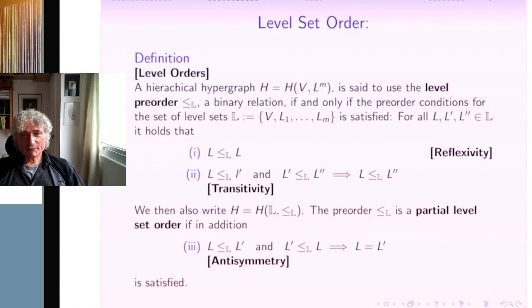Now I would like to introduce level set orders. Why is this necessary? We have seen that sometimes in mathematical modeling, you end up with a situation where the classification is just on top of the basic set, but parallel to each other.